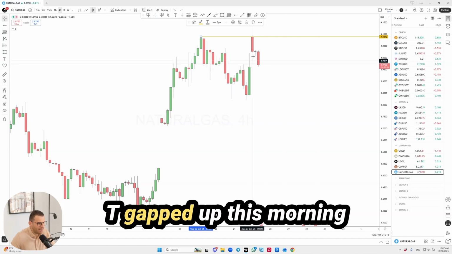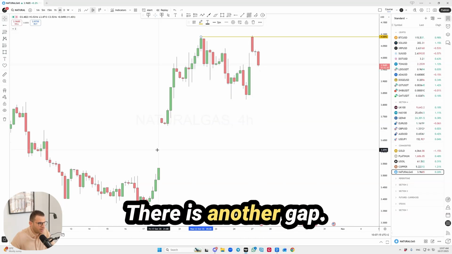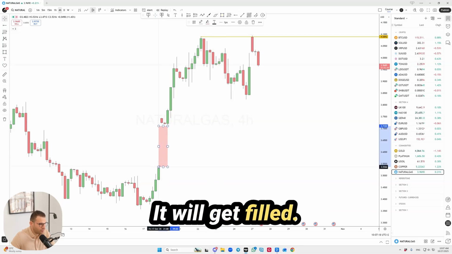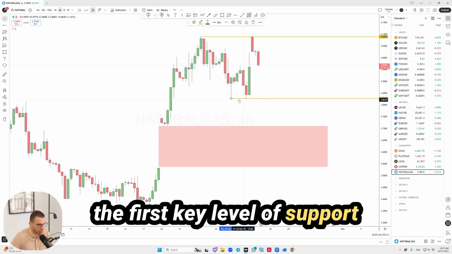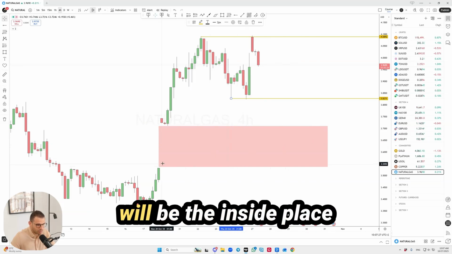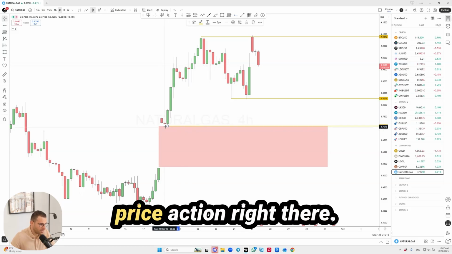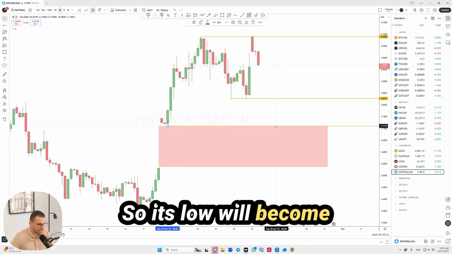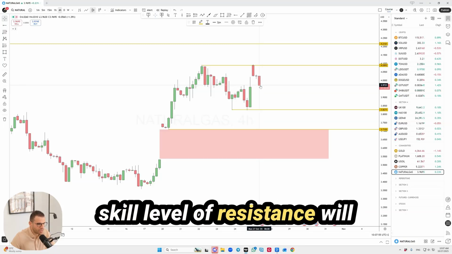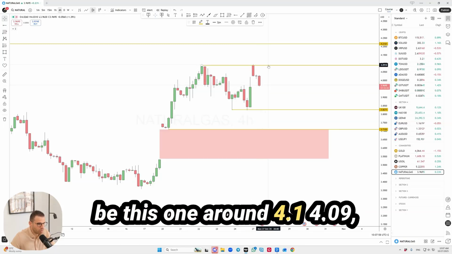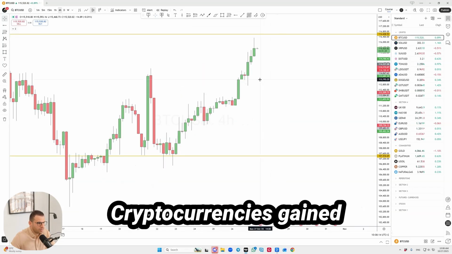The natural gas gapped up this morning again, but it got filled before the London session. There is another gap. It will get filled maybe this week. If the price continues moving downwards, the first key level of support will be this one here. The next key level of support will be the inside of the gap. And actually, I see a nice bullish engulfing price action right there. So its low will become a strong support. If the price bounces off and moves upwards, the first key level of resistance will be this one around 4.1, 4.09, and the next one around 4.21.